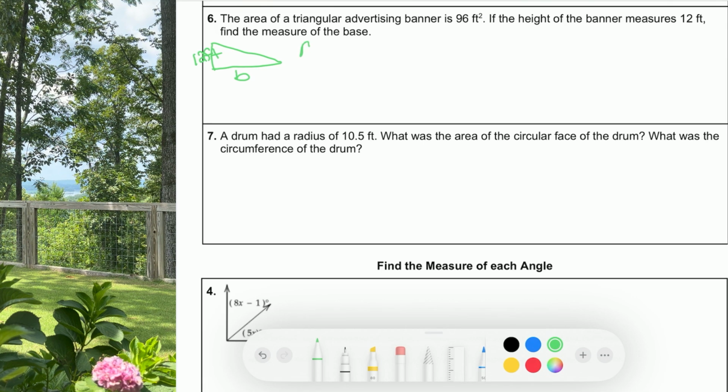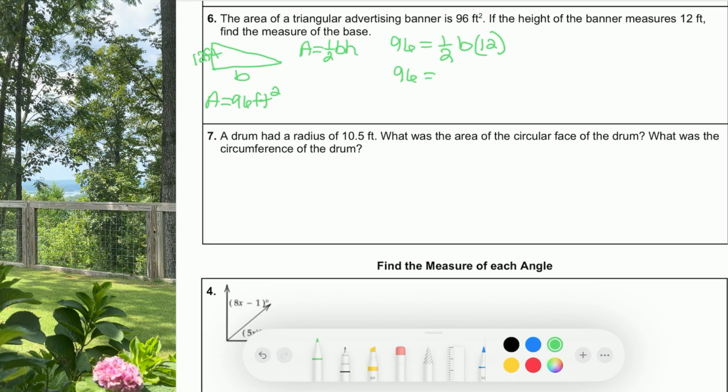And remember, the area of a triangle is A equals 1/2 base times height. So let's fill in our pieces. Let me write that out. A equals 96 feet squared, just so we have our template. Okay, so we have 96 equals 1/2. We don't know the base, so we're going to keep b there. The height is 12.